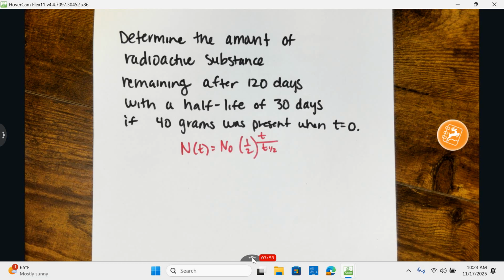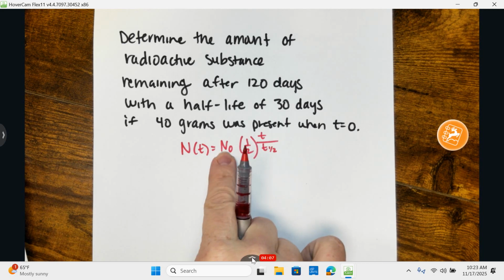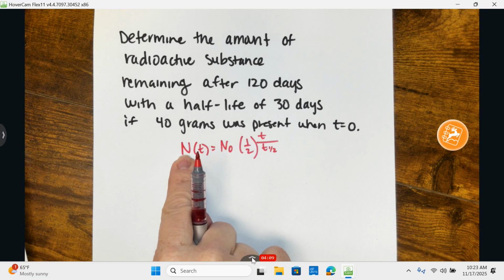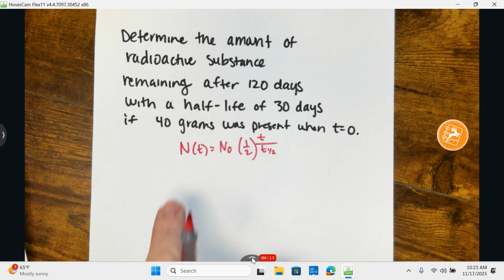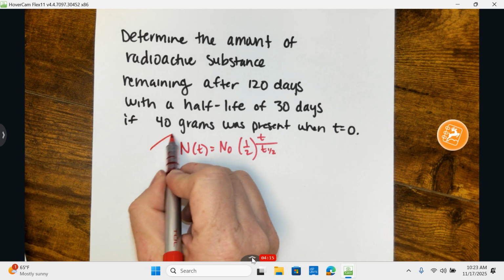All right, we're looking right now at example number 8. Determine the amount of radioactive substance remaining. Remember, this is the initial amount, this is the remaining amount, this is how much time has elapsed, and this is the half-life of the substance. So we want to know how much is remaining.